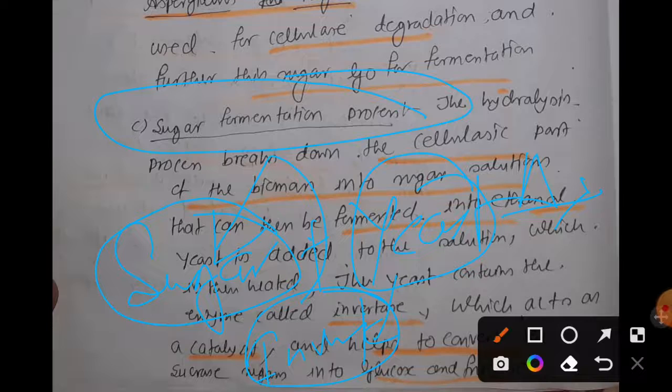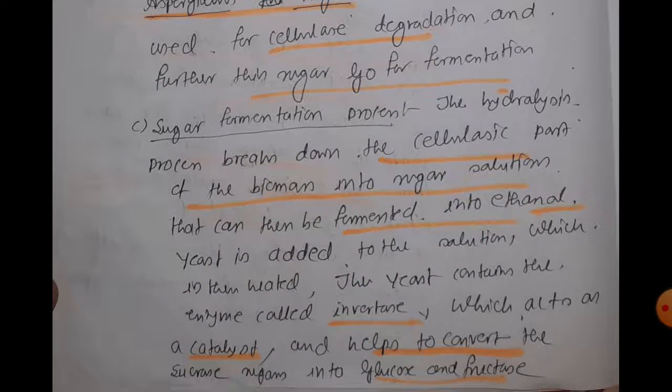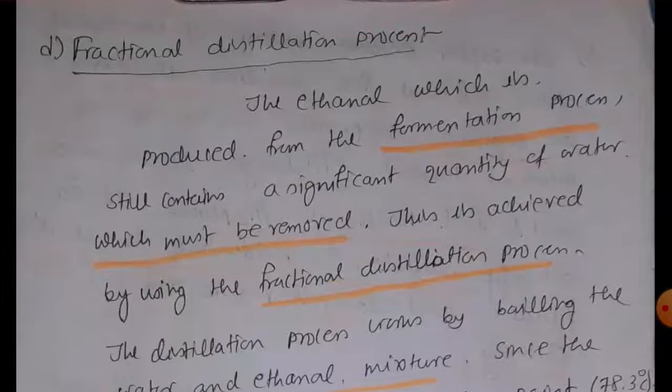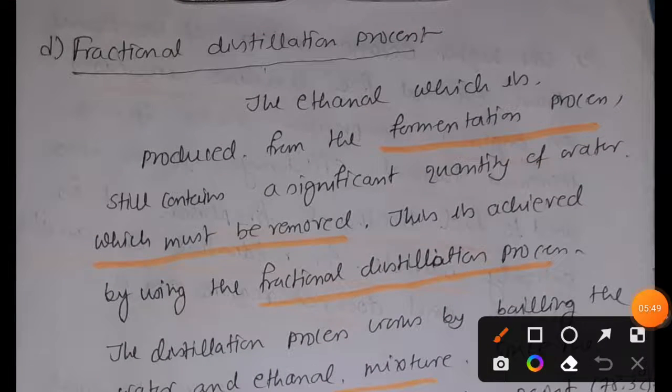Okay, and that ultimately gives you ethanol. Now the ethanol that we have obtained is still mixed with some amount of water. So the next step will be to separate the water and the ethanol. We can do this with the help of the fractional distillation process.